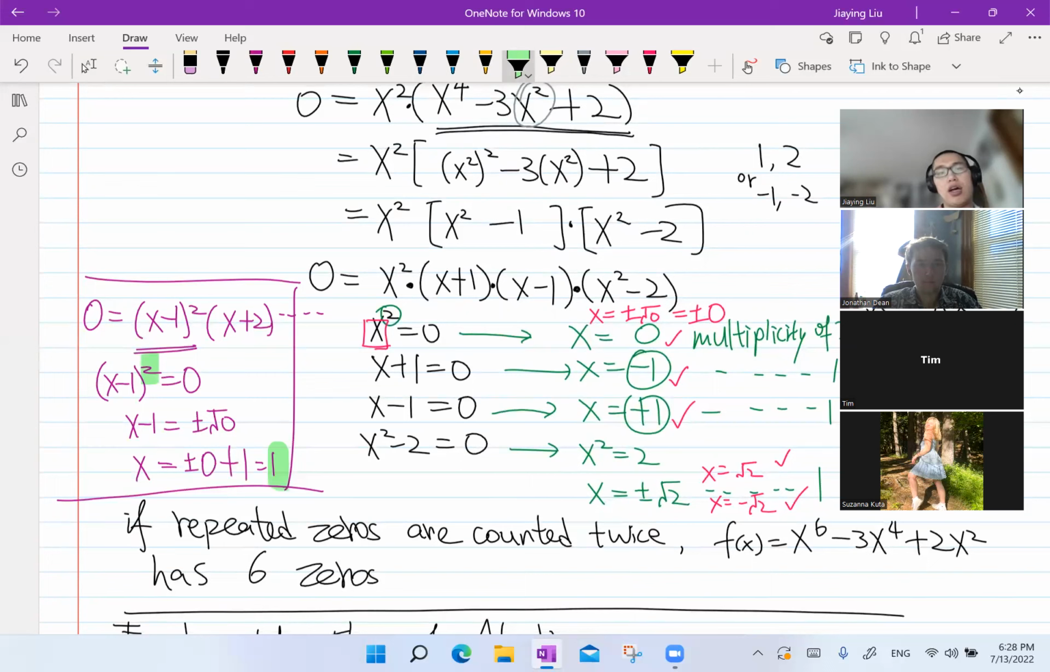The exponent of x minus 1 is 2. So that's why we have a multiplicity of 2. We're not going to end up with different values. We have the same value repeating.